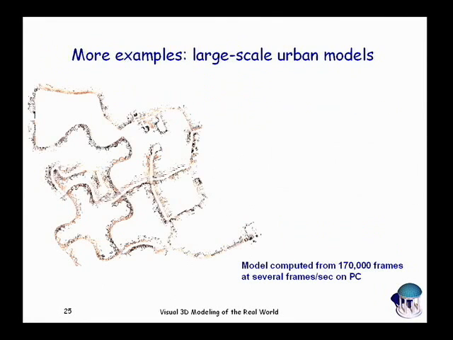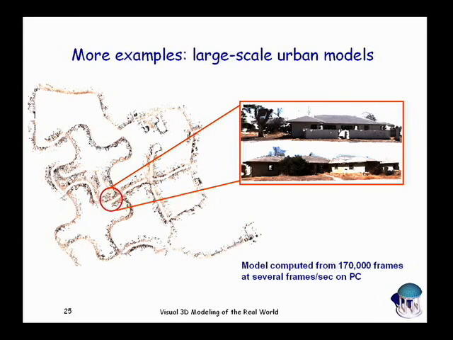OK, so here's another example. This is a model that we modeled from 170,000 frames. That's 4 cameras for about 20 minutes, driving around this region here. Basically, it's only half the model that you see there. It's only one side of the street. We have both sides. We don't yet have a good way to render this, so it was kind of painful to make just this image. But I can show you one example here of a small part.